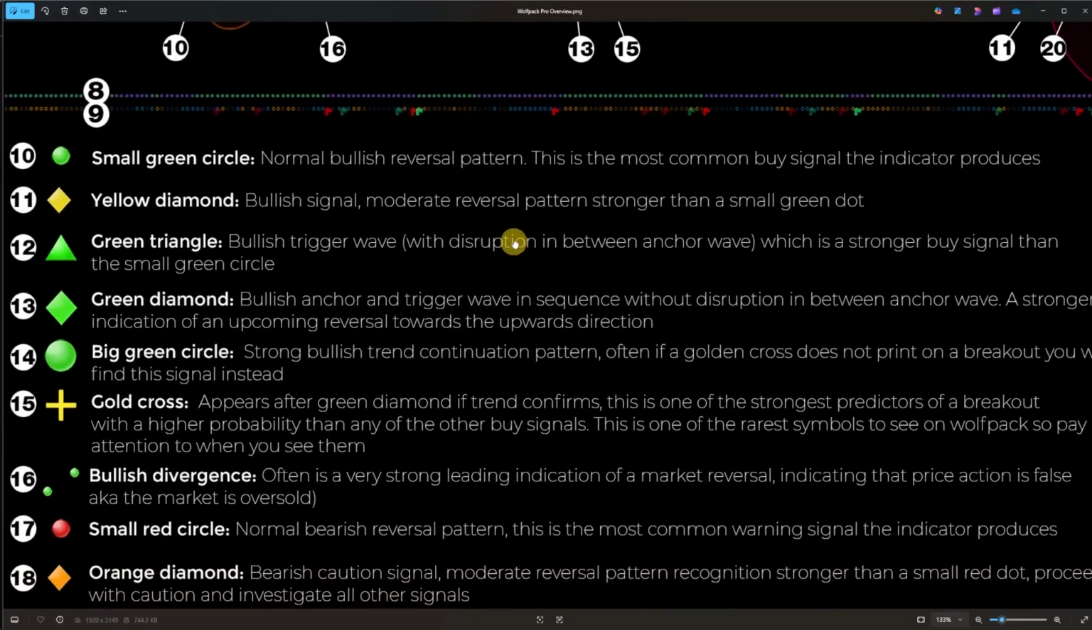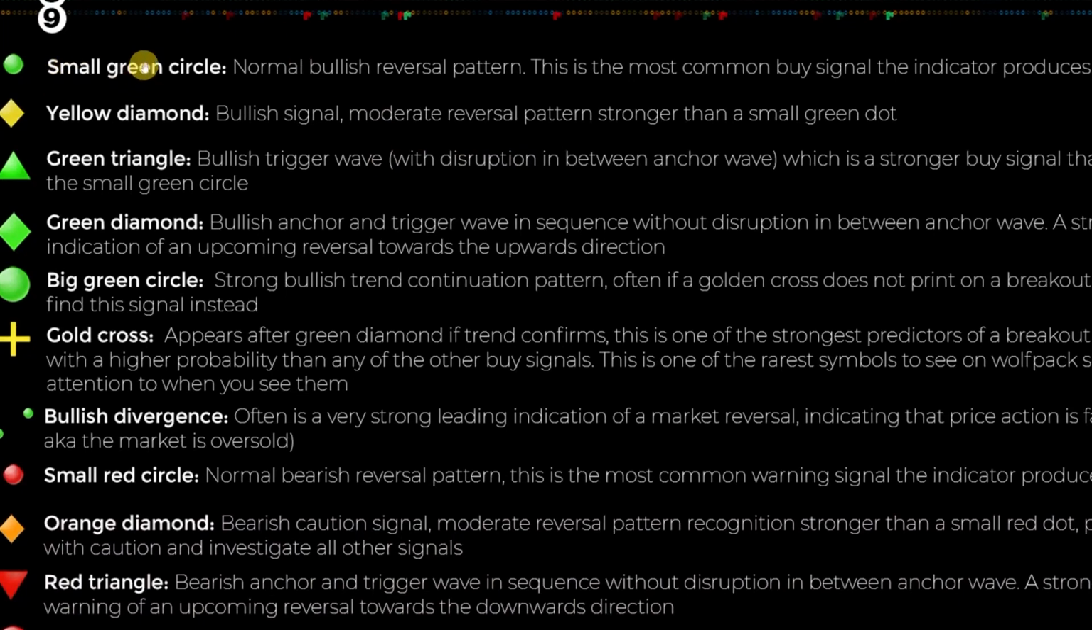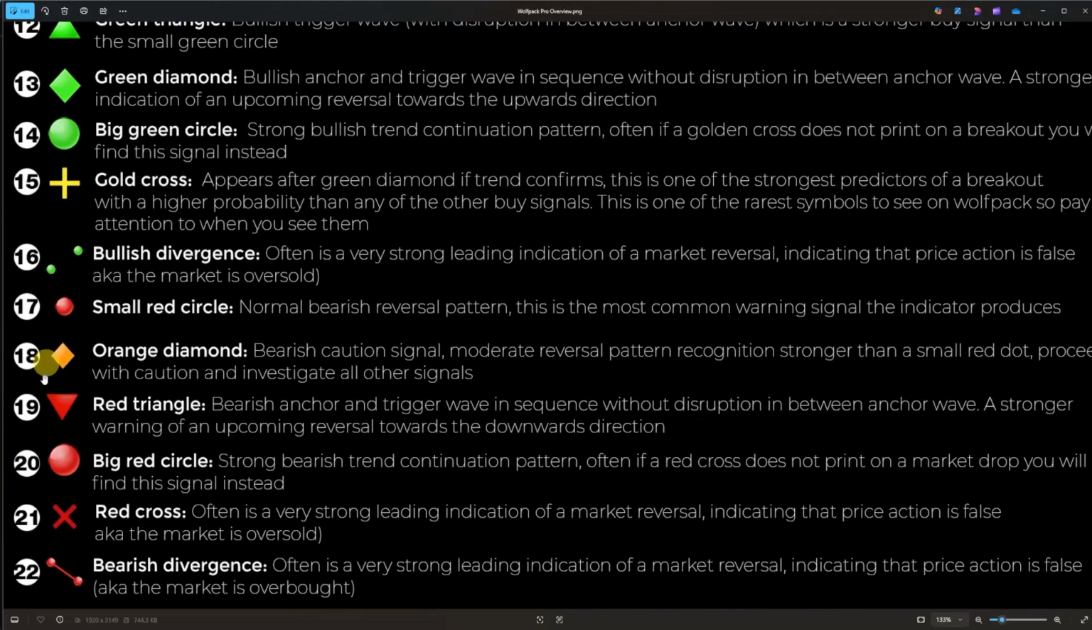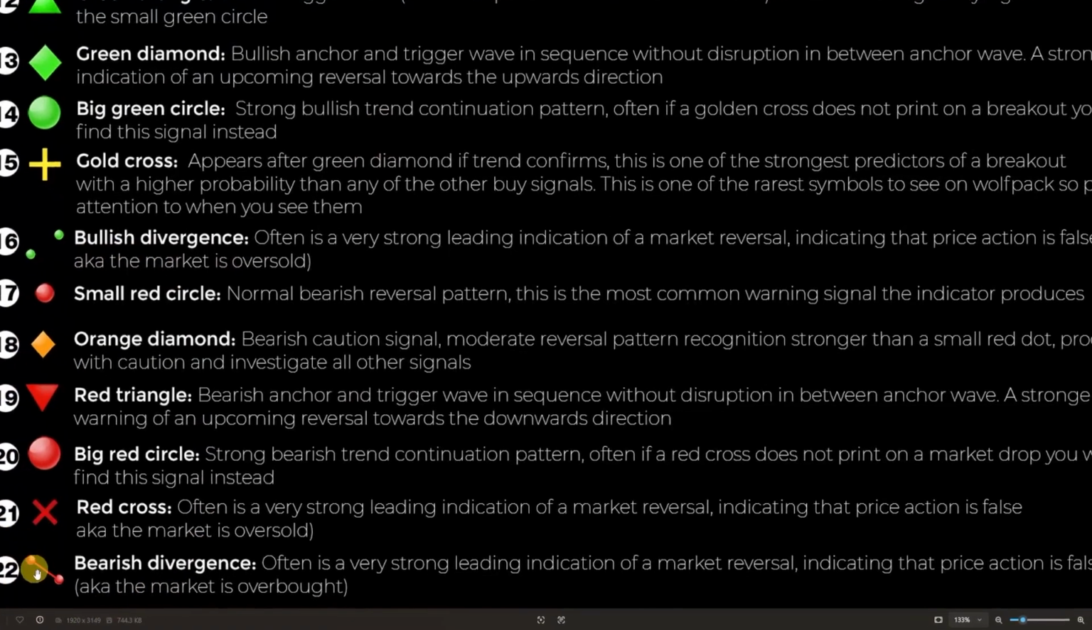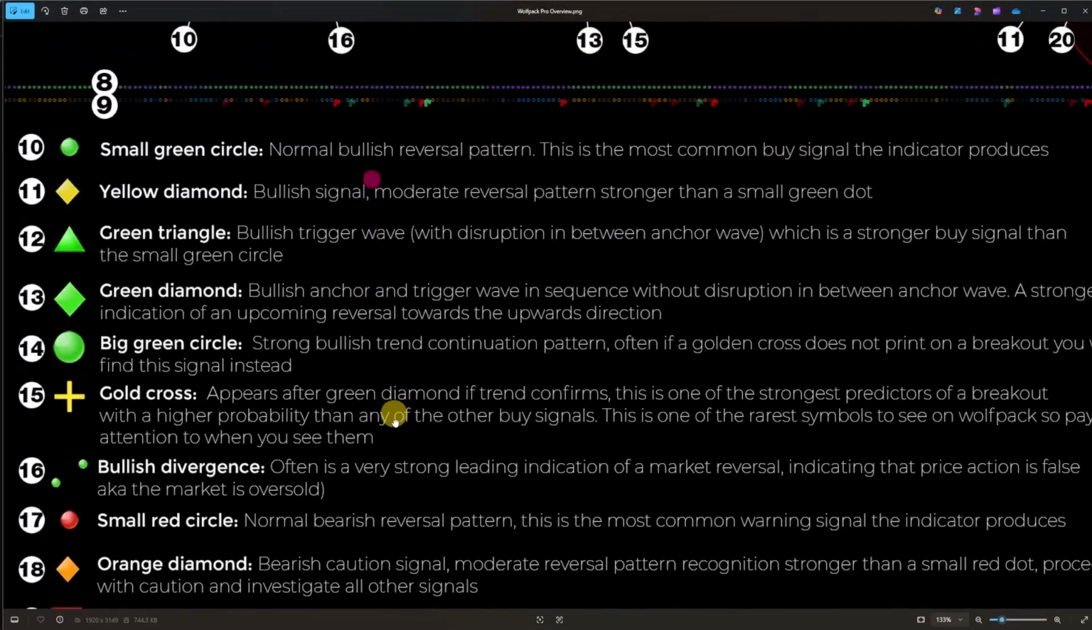Let's just zoom in so you could see more of this. The general rule here, the small green circle, that's one of the smallest buy signals. The stronger the buy signal, the less confluence that you'll need. The weaker the buy signal, the more confluence that you'll need. So you'll need to see a lot of these lining up. And the same is true for all of these sell signals that can get very strong. The red cross of death is often a very strong leading indication of market reversal as well. We'll get into all of these. Let's go one by one.